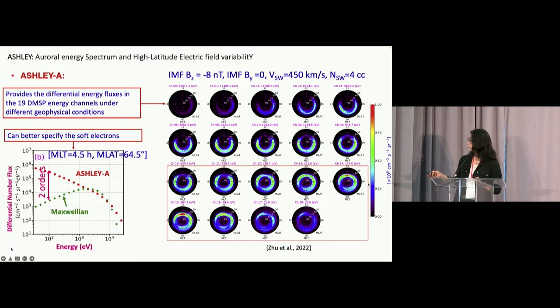And then we compare a particular location. We found that indeed this model can provide almost two orders of magnitude higher flux for the soft particles than the Maxwellian distribution, which is consistent with the DE observation as well.